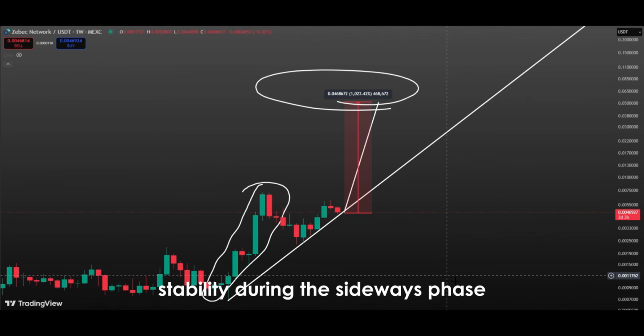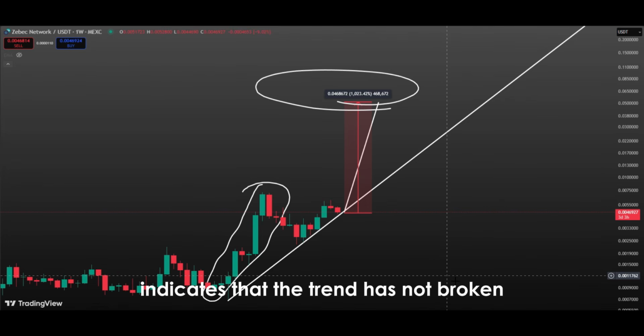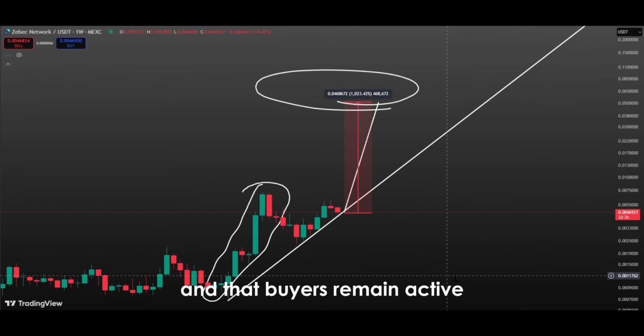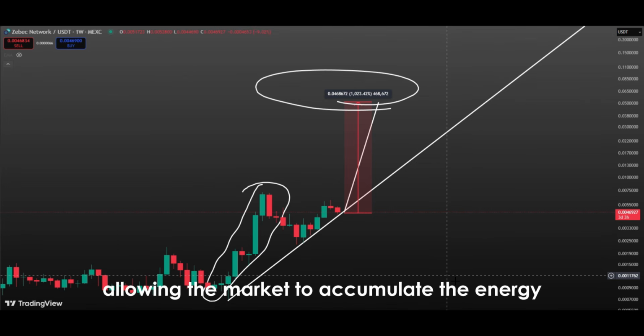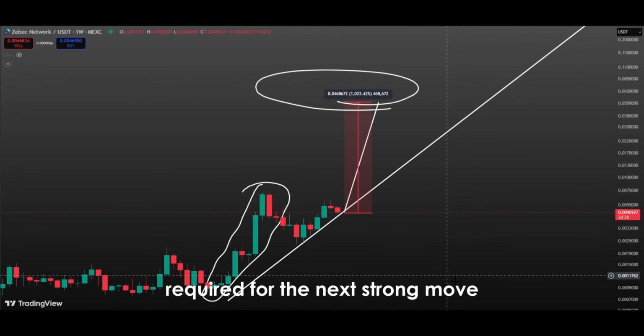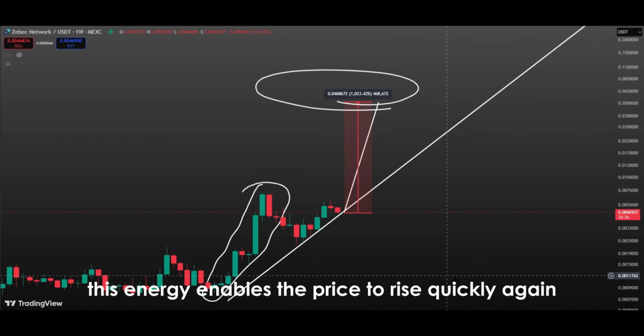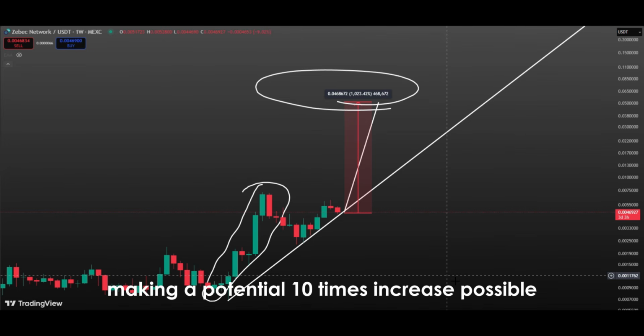Stability during the sideways phase indicates that the trend has not broken and that buyers remain active, allowing the market to accumulate the energy required for the next strong move. This energy enables the price to rise quickly again, making a potential 10 times increase possible.